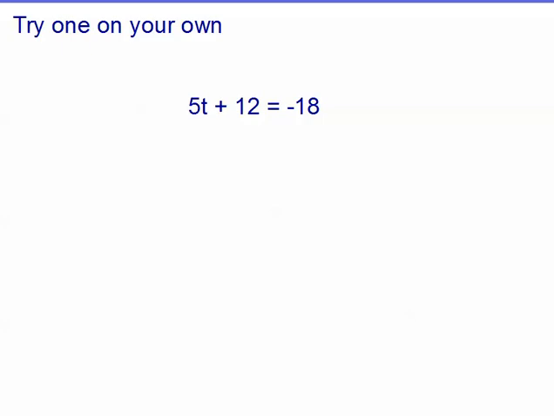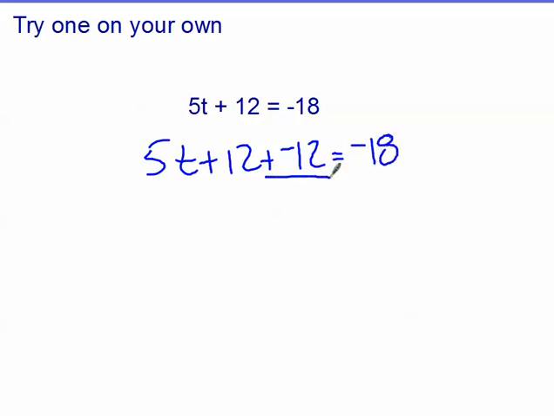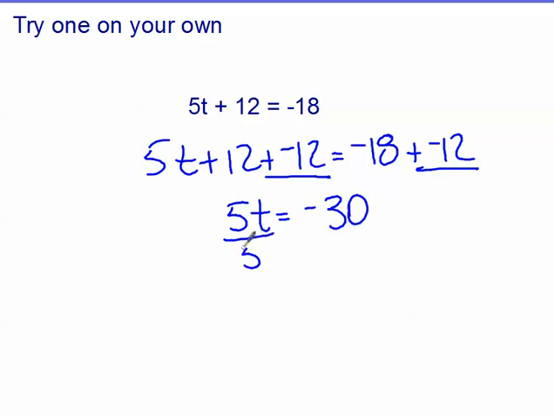So let's try one on your own. Okay, let's see how you did. 5t plus 12 plus negative 12 equals negative 18. What did I add on the other side? A negative 12, so plus negative 12. We end up with 5t equals negative 30. We divide both sides by 5, and t is equal to negative 6.